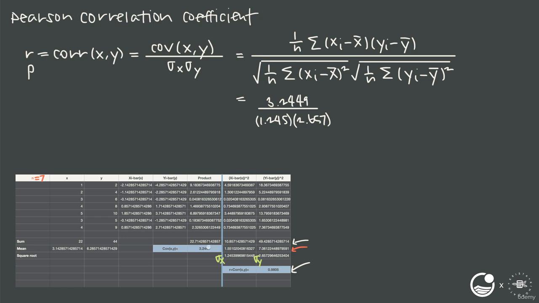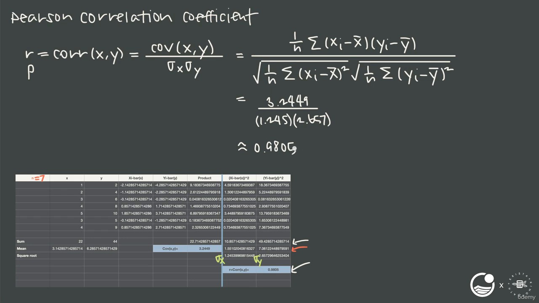We're just taking this covariance, dividing it by the product of these two standard deviations, and the correlation value we get is about 0.9805, rounded to 4 decimal places. So approximately 0.9805. Now, the reason that correlation is so helpful to us is because it's a standardized version of covariance.